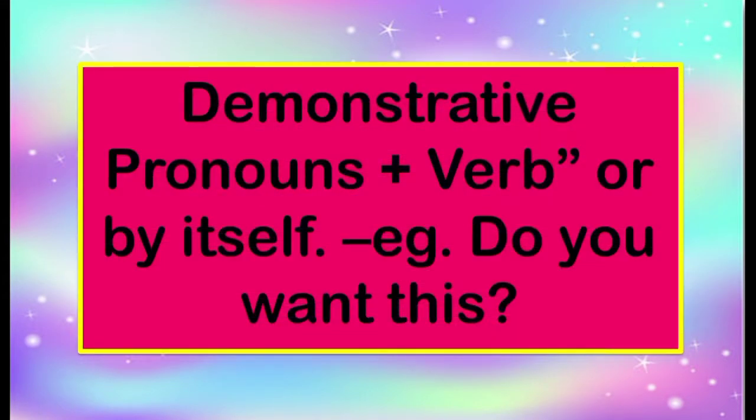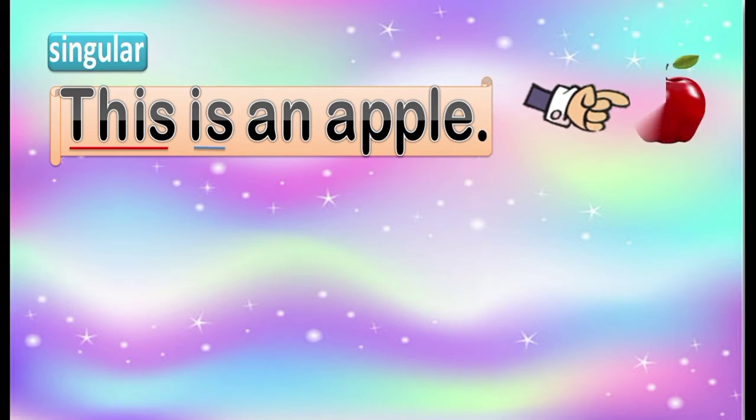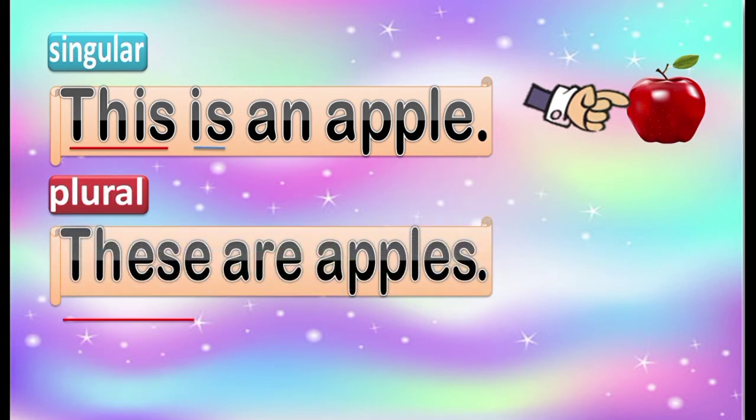Here are the examples of demonstrative pronouns plus verb or by itself. Example, do you want this? Using singular, this is an apple. Using plural, these are apples.